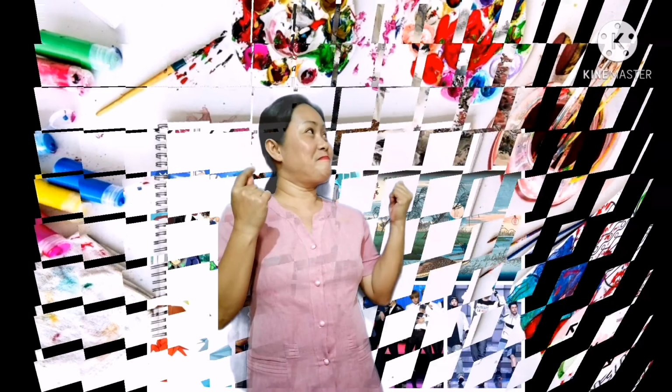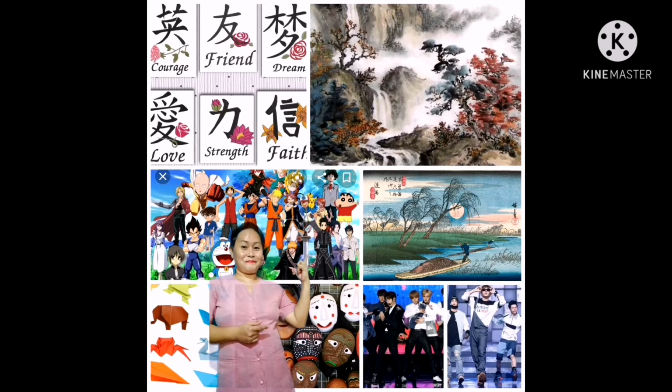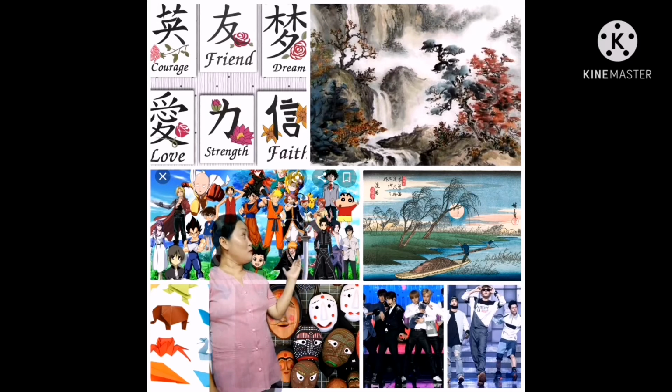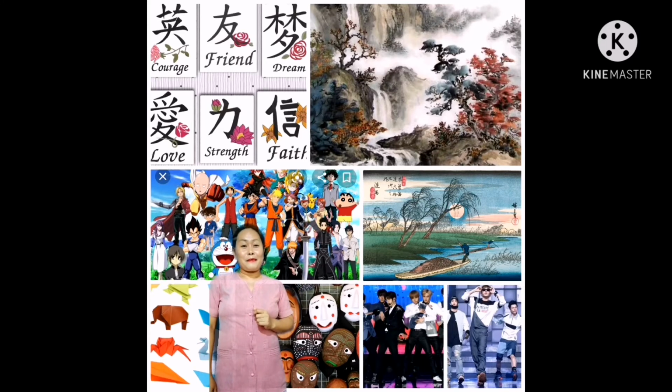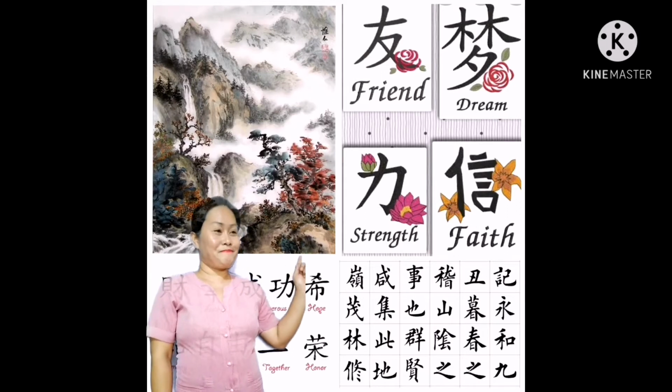Alright, this time let's proceed. Okay, are you familiar with these pictures? It looks familiar, isn't it? Can you identify the country of its origin? Now let's make it bigger. What do you think is this one?